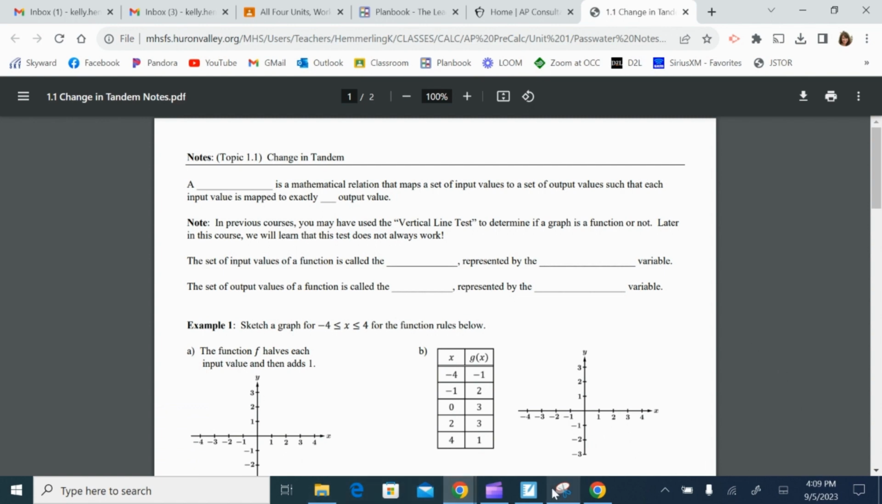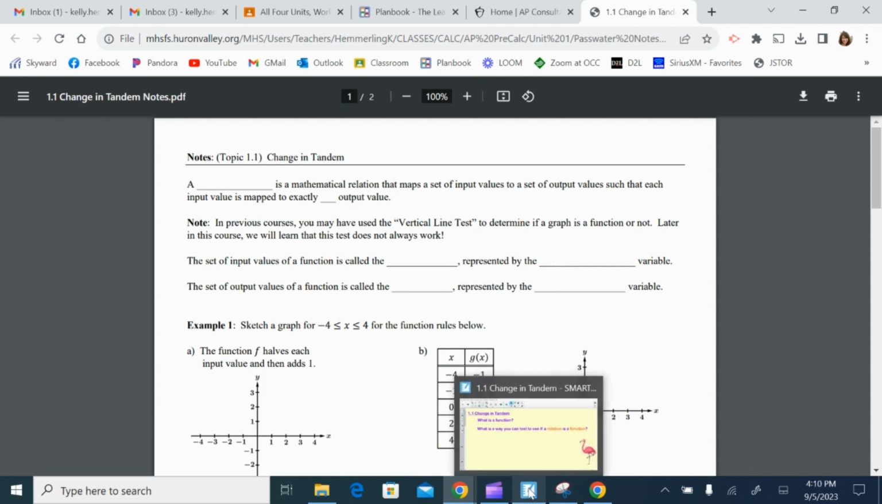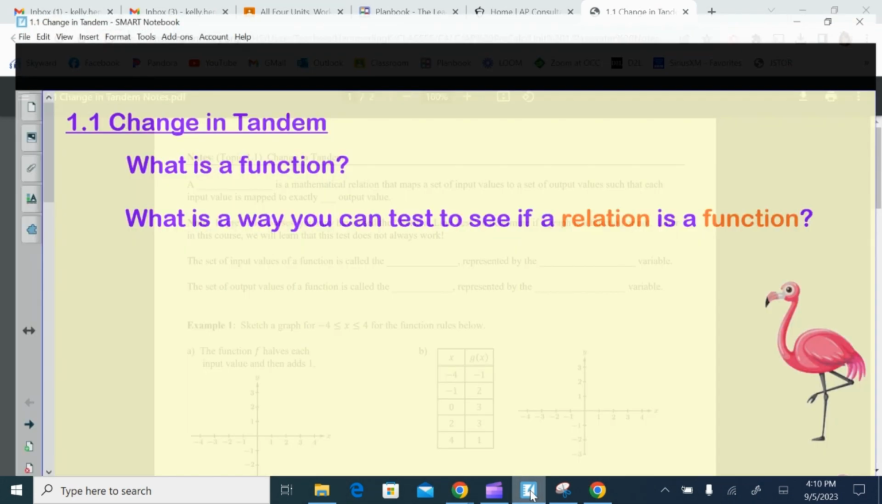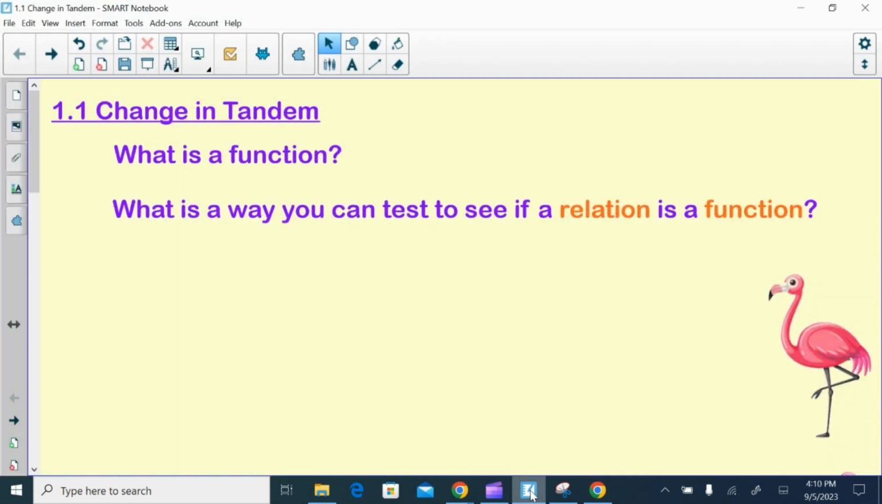So I use a Smartboard, and I just wanted to show you side by side how I used a lot from Brian Passwater's 1.1 change in tandem notes, but I also added some more color and some more things to my Smartboard notes. So I started off by saying, what is a function?